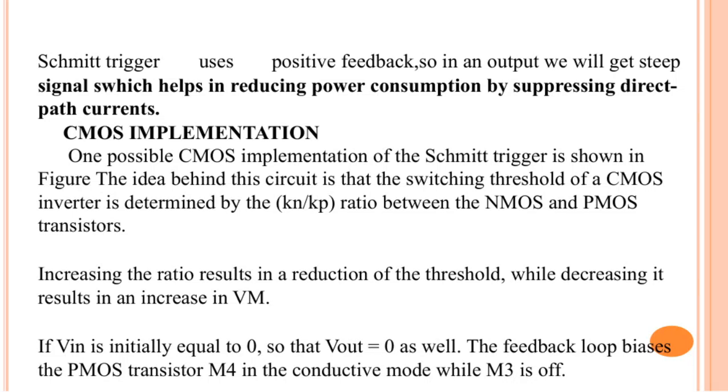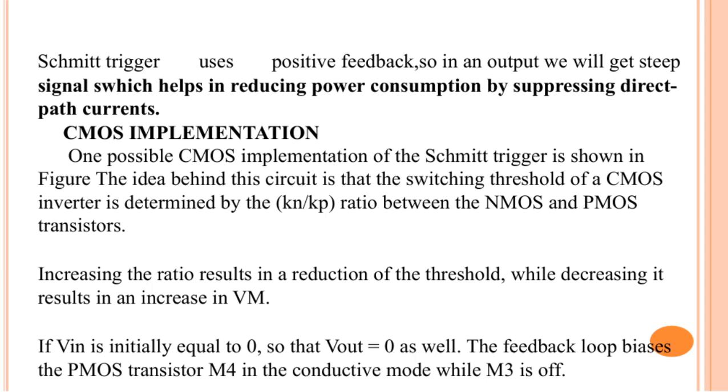The Schmitt trigger operates using positive feedback, which creates a very sharp, steep output signal. This sharpness is crucial because it helps reduce power consumption by suppressing direct path currents that would otherwise flow continuously and waste energy. Now, when it comes to CMOS implementation of the Schmitt trigger, the switching threshold plays a central role. The threshold is determined by the ratio of the NMOS to PMOS transistor sizes, specifically the Kn/Kp ratio. If we increase this ratio, the threshold voltage decreases. Conversely, reducing the ratio raises the threshold voltage, denoted as Vm.